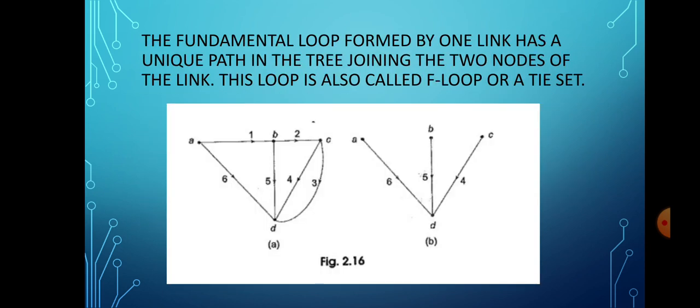The fundamental loop formed by one link has a unique path in the tree joining the two nodes of the link. This loop is also called an F loop or a tie set. Figure 2.16.